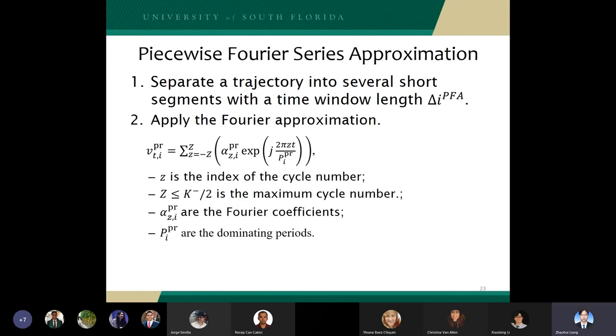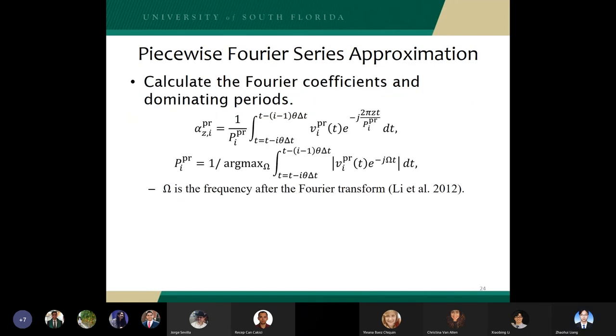Regarding the piecewise Fourier series approximation, the same procedure is applied here. First, we will also separate the trajectory into several short segments with a time window length called delta PFA. And then, different from the PTA method, we apply the Fourier approximation on them. And then the speed can be represented by the maximum cycle number, the Fourier coefficients, and the dominating periods. Then we calculate the Fourier coefficients and dominating periods here. Omega is the frequency after the Fourier transform.